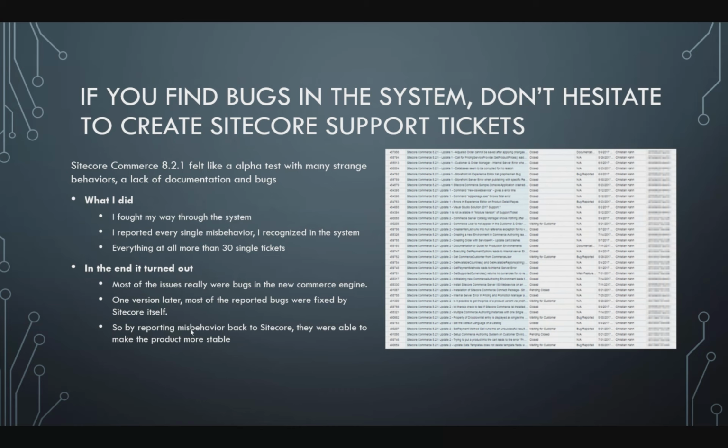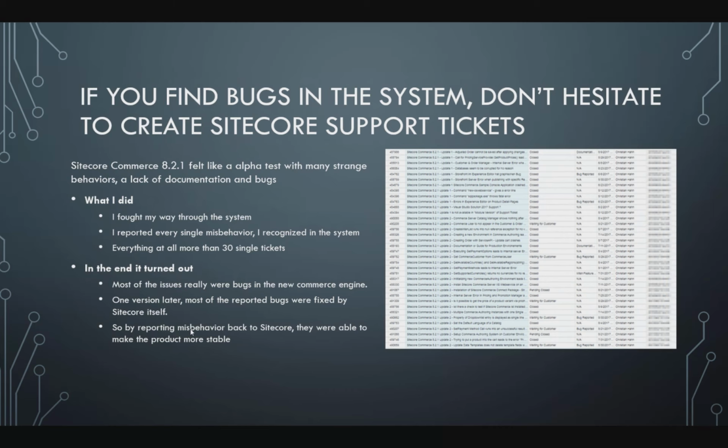So what I did in 8.2.1, for example, I mentioned it. It felt like an alpha test. It felt like falling from one error to another error to the next error. But what I did is I took the time and created a lot of Sitecore support tickets. And every ticket, you see it on the right-hand side, I think it was in the end up to 30 or more than 30 tickets, various tickets like reported bugs, documentation wishes, some unclear things, some broken stuff. So everything was there, and Sitecore supported me. Sitecore helped me, accepted everything.